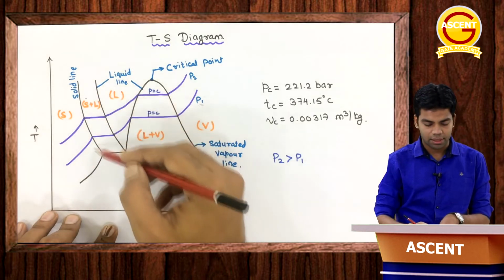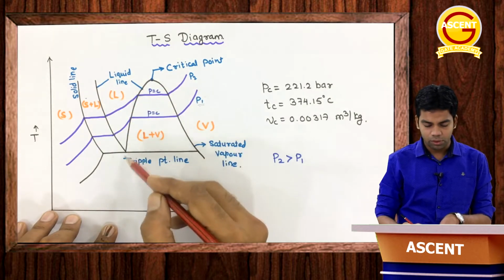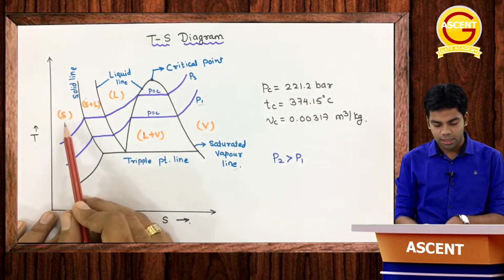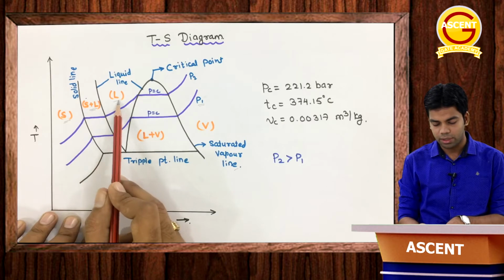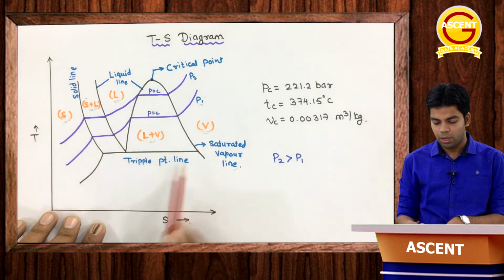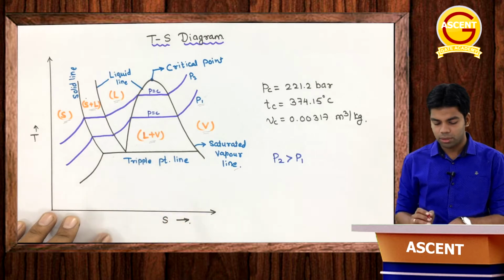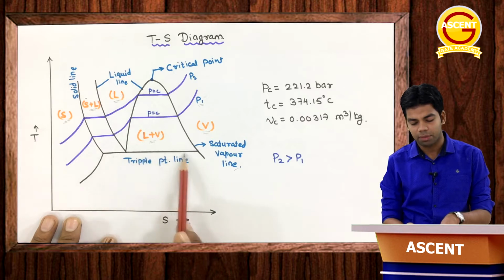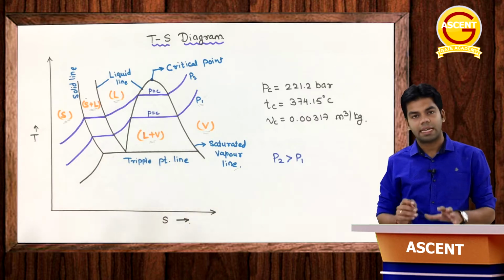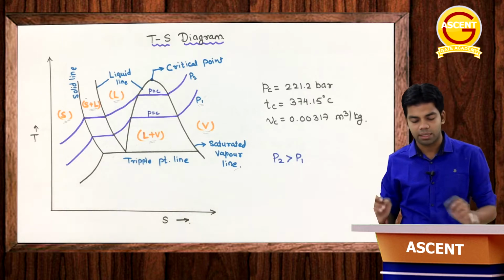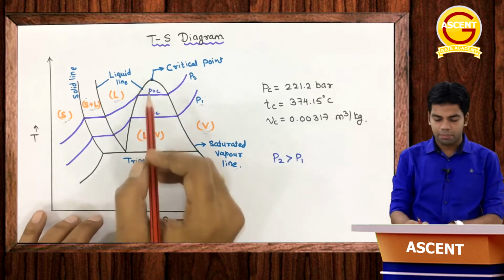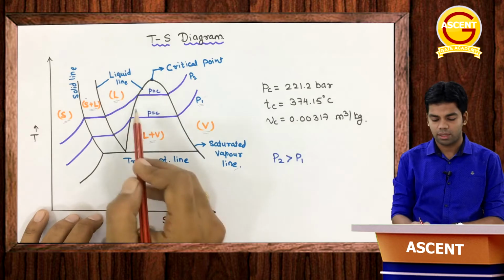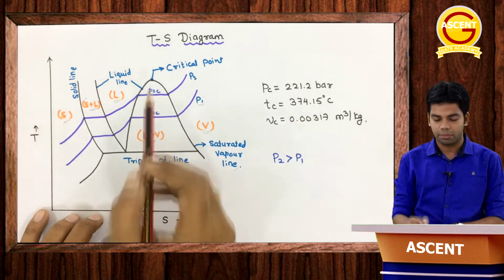Here we have a solid line, this is a liquid line, and this line is the saturated vapor line. The phases here are solid, solid plus liquid, only liquid, liquid plus vapor, and vapor. The triple point is a line in this TS diagram. This whole line is the triple point, which means that along this whole line water exists in all three phases: solid, liquid, and gas. This point is the critical point, where this zone becomes 0, hfg becomes 0, latent heat becomes 0.